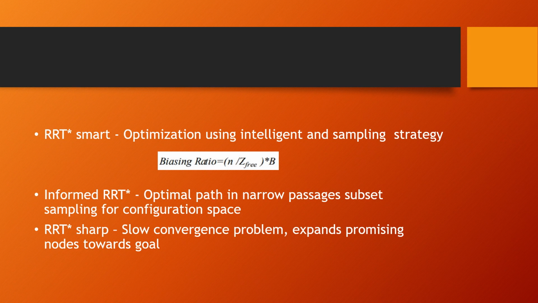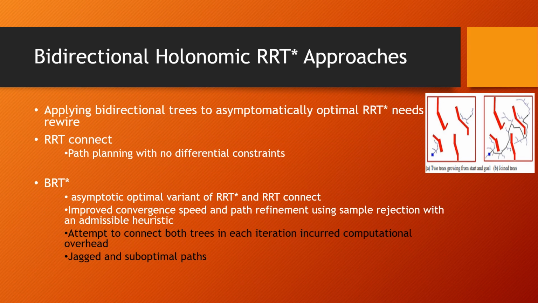RRT star sharp addresses the issue of slow convergence. Promising nodes are the ones which are good candidates to contribute to the final path with the lowest cost. During each iteration, RRT star sharp updates information about promising nodes and prioritizes them for replanning in the next iteration. Hence, it achieves fast convergence by expanding promising nodes towards the goal region and exploiting available node information to the highest degree at each iteration.